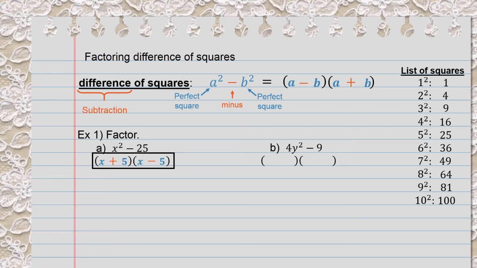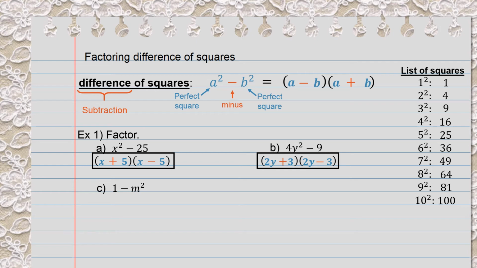And now we look at our first term. What times itself would give us 4y squared? Well, that would be 2y. What times itself would give you 9? 3. And then what do we know about our signs? They have to be different. So one's a plus, one's a minus. And that is your answer.